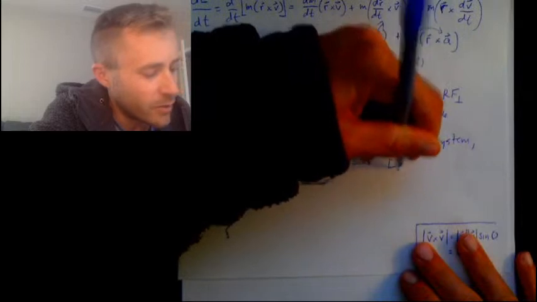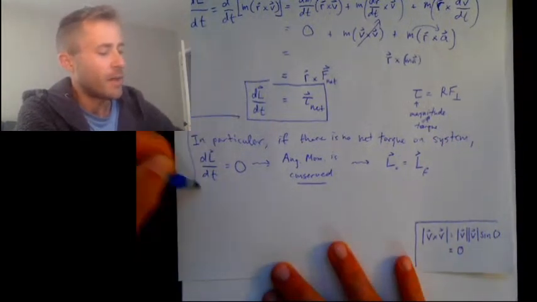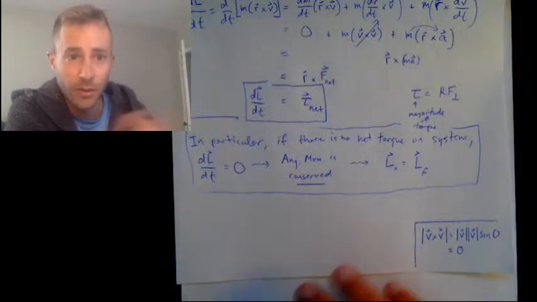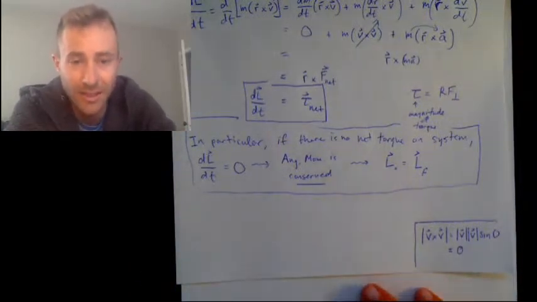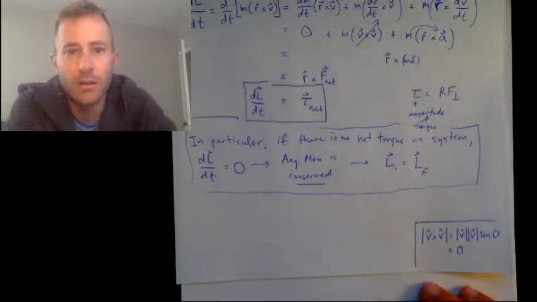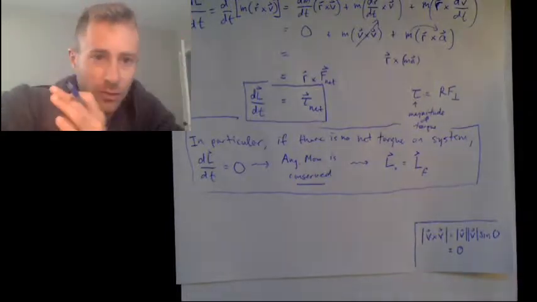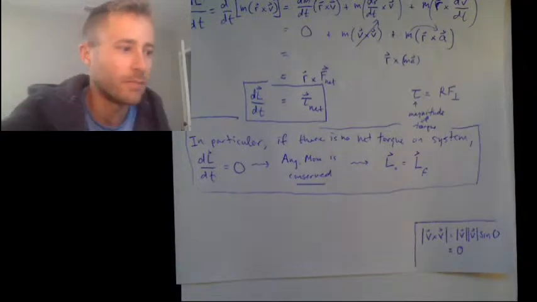Which is another way of saying that the initial angular momentum is equal to the final angular momentum. Angular momentum is not automatically conserved, but if there is no net torque on the system, it is conserved. And that is basically why angular momentum is a useful thing, because it is a constant of the system that allows us to solve problems more easily.